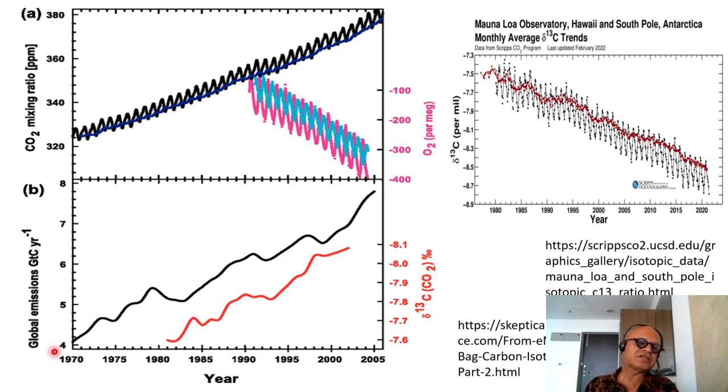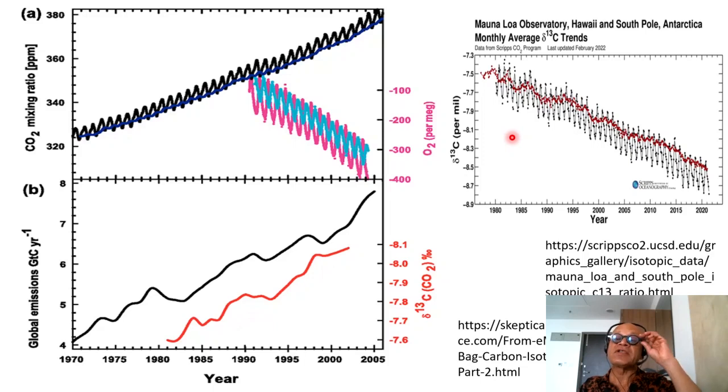So if you put this together, then global emissions increase in gigatons of carbon per year is seen here, and the depletion of C13 in the atmospheric CO2 is seen as well, going from minus 7.6 parts per thousand in the 1980s to now minus 8.1 parts per thousand by 2005, which is, as I said, a bit old, but this has continued. This is a very clear, accurate, precise, scientific, robust proof that the increasing CO2 is coming from burning of the fossil fuels.